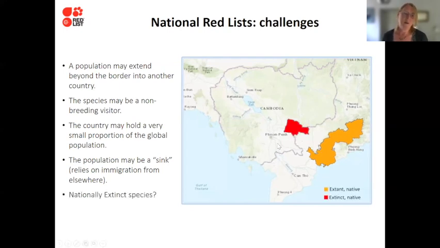Which leads on to the next question: how do you highlight nationally extinct species in a national red list? Because that category doesn't exist in the IUCN categories and criteria. So here we've got a population that is extinct in Cambodia, but it still exists in the wild outside of Cambodia. And you have other questions about what to do with introduced species, how do you treat vagrants, etc.